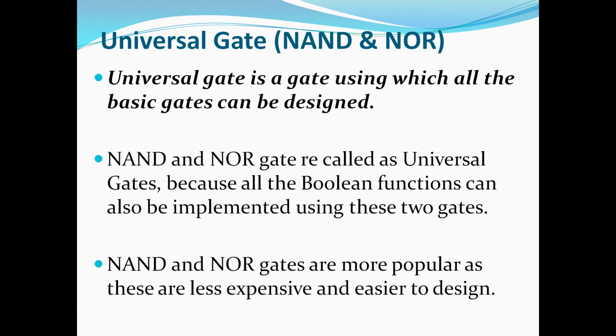For the NOR gate, if x and y are the inputs, then (x plus y) whole dash will be the output. By applying the different laws, such as De Morgan's theorem, the involution theorem, the idempotence law, or any other laws, we can reduce that function and get the output. That is the advantage of NAND and NOR operations.